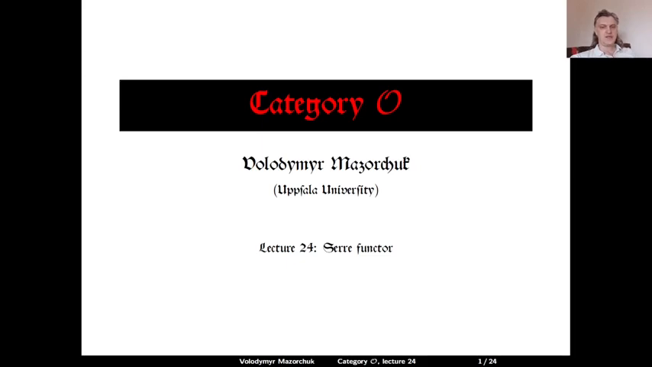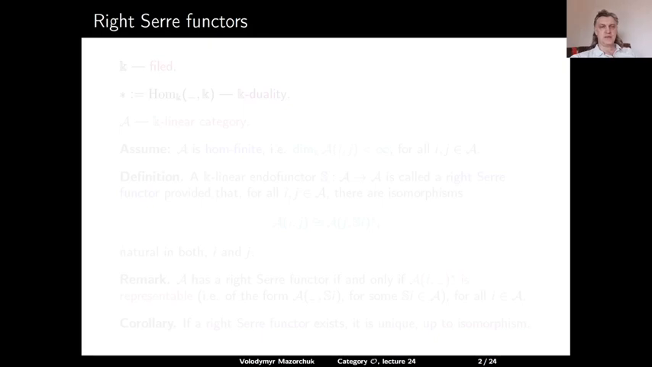Category O, Lecture 24, Serre functors. We start with a general theory of Serre functors. Let K be a field. As usual, we denote by star the usual K duality.